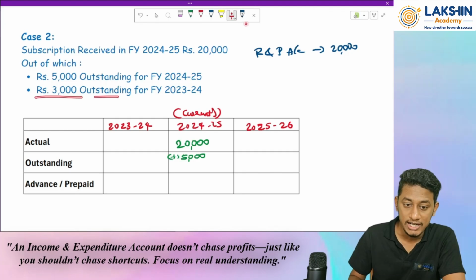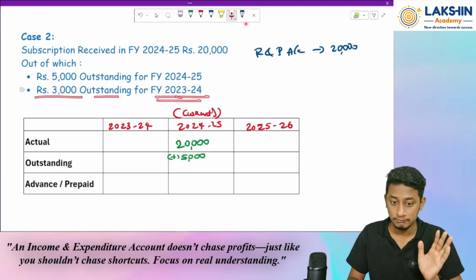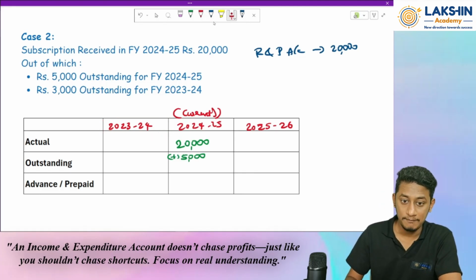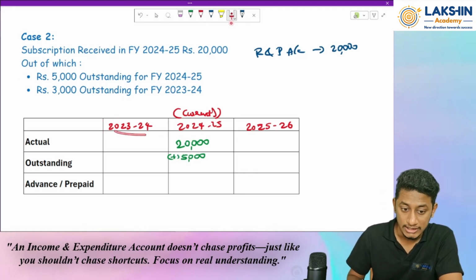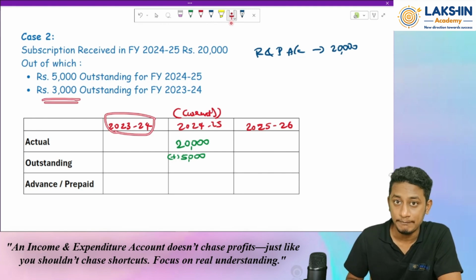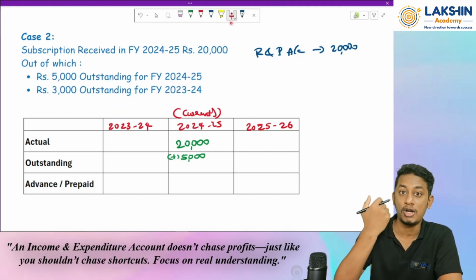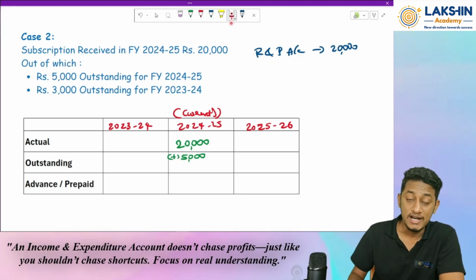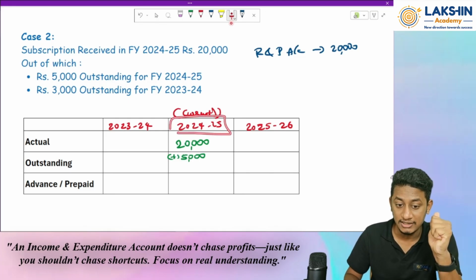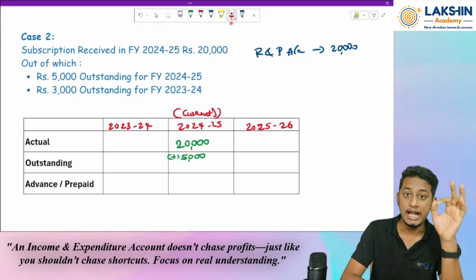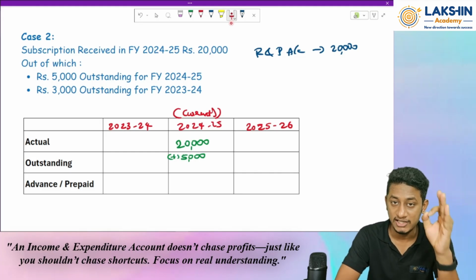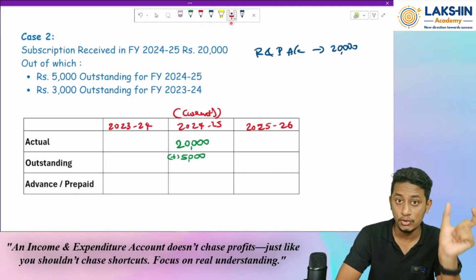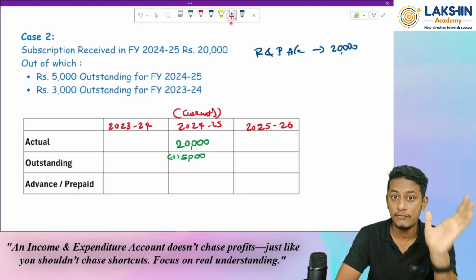Going forward. Rupees 3,000 outstanding for financial year 23-24. See, in the financial year 23-24, there was an amount of rupees 3,000 which was pending to be received. Some person has not paid for the previous year also. Now, when will he pay me? He will pay me in the financial year 24-25. Now tell me, does this income belong to financial year 23-24 or 24-25?